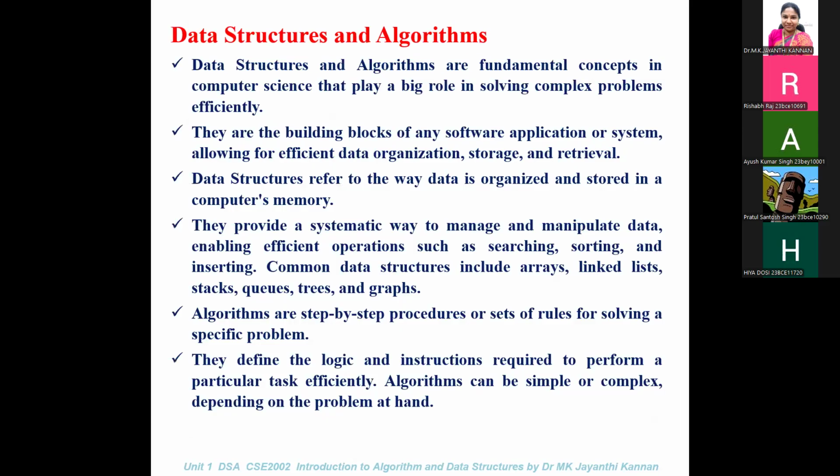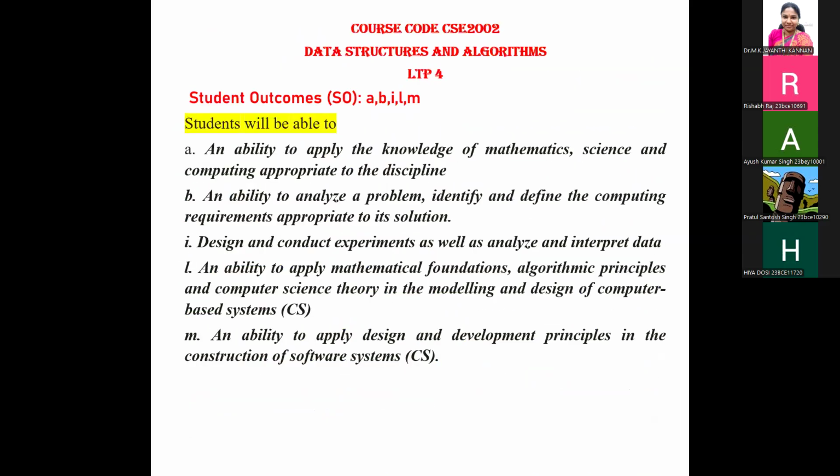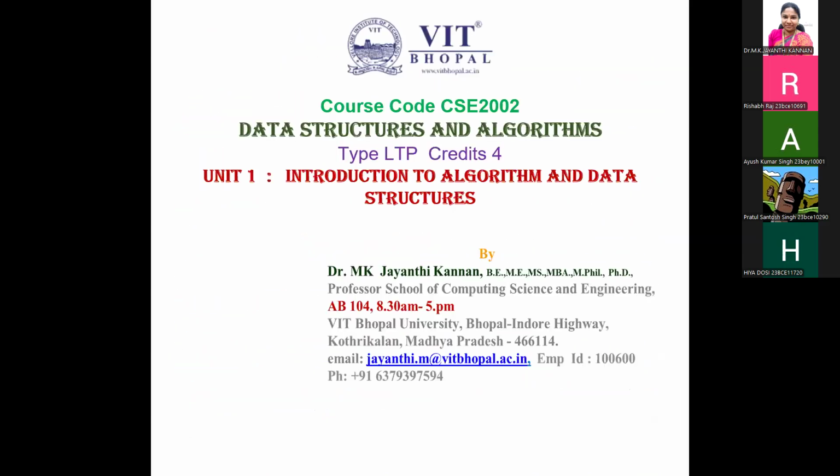So these are the concepts we are going to discuss. I think there are 53 students already joined. So our subject is called data structures and algorithms, and the course code is CSC 2002. It is a core subject. All the computer science students must study it, and it has 4 credits. Out of 4 credits, 3 credits are for lecture, 1 credit for tutorial and practical.